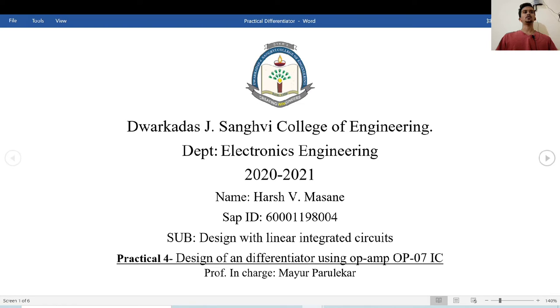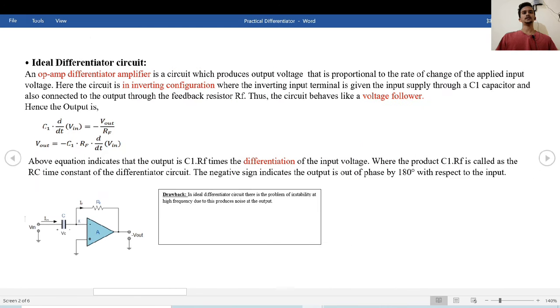600011980004. Today I am going to present my 4T LSC practical, that is design of a differentiator circuit using op-amp. For this I am going to use the OP07 IC. So what is the differentiator circuit?